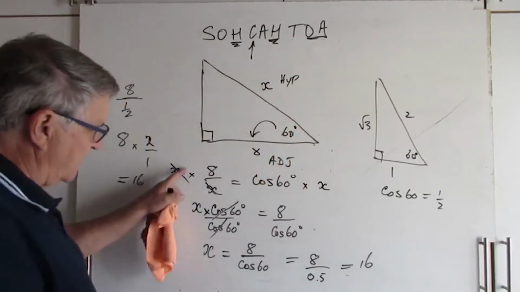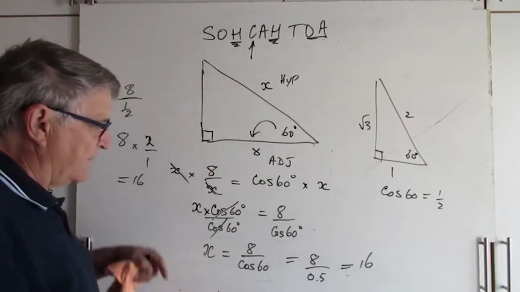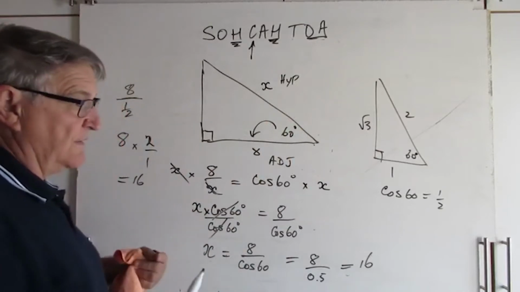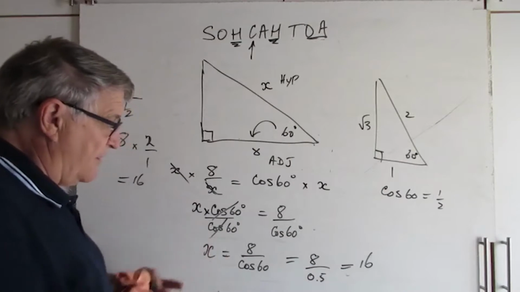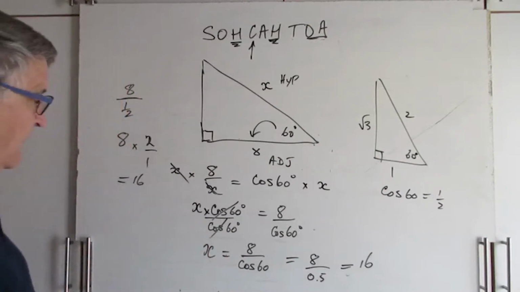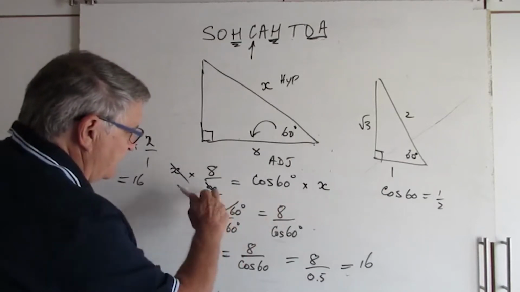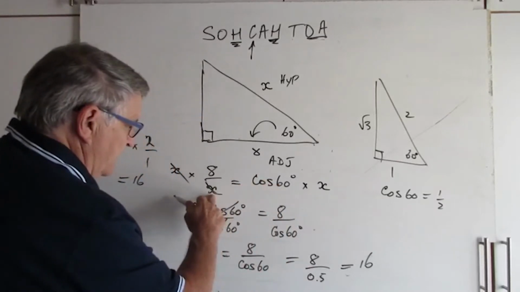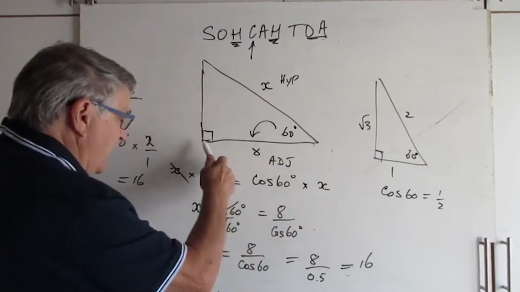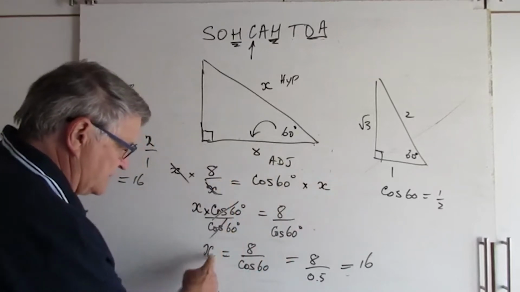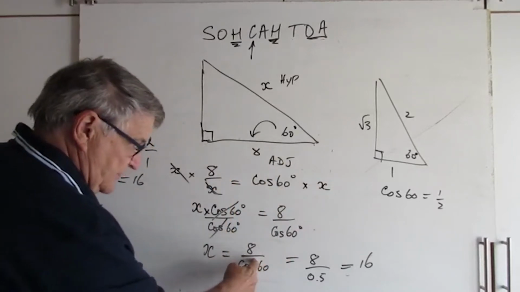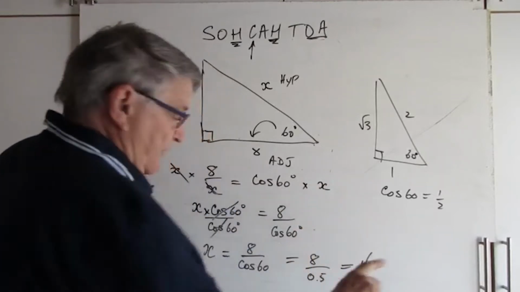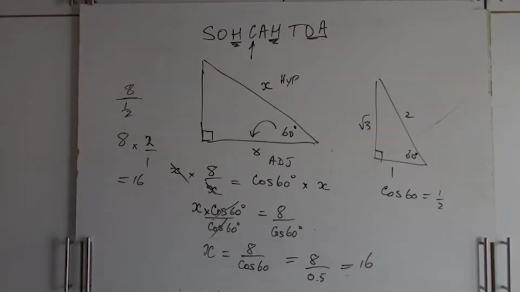This is a little bit on the tough side, but if you want to be able to do this in minimum time and minimum space, in this situation remember that the x and the cos 60 are going to swap places. So x will be equal to 8 divided by cos 60, and it's a calculator problem from there on.